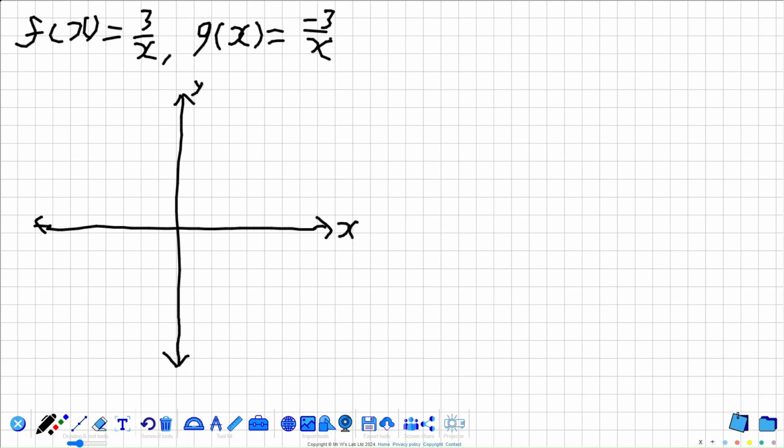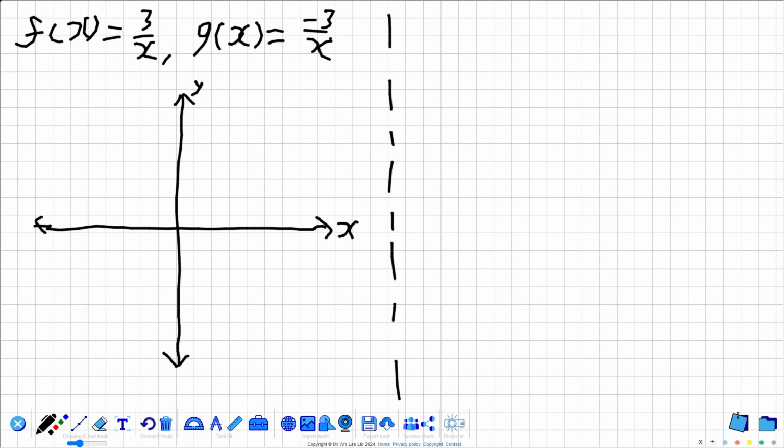So what we can do is look at f of x first. There are a few ways that we could create this graph. One is, if you have access, you can put the function into a graphics calculator. So you can put in 3 over x and negative 3 over x into a graphics calculator. But one of the ways you can get the general structure of the graph is to look at individual points by putting in different inputs for x.